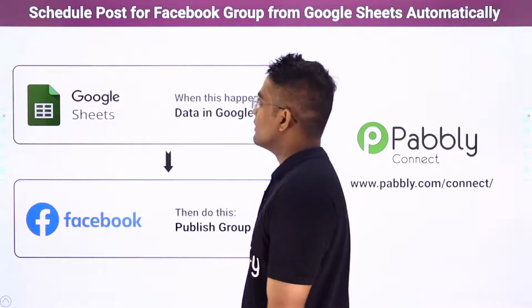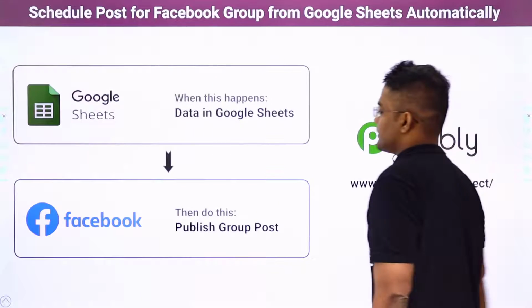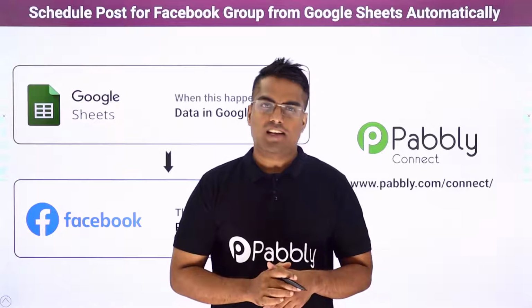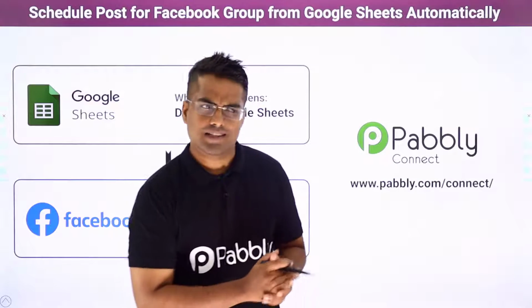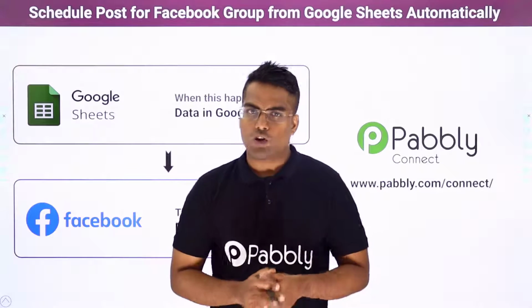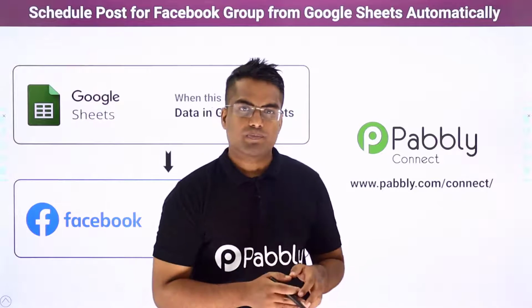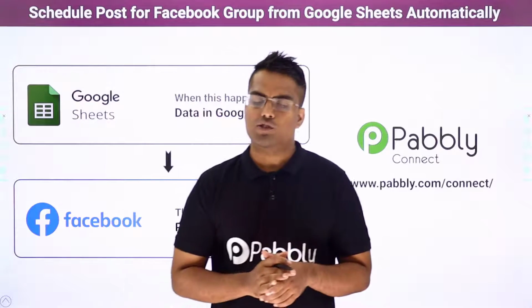So in this video we will learn how to schedule posts for Facebook group directly from Google Sheets. Imagine this, you have a Google Sheet and in this Google Sheet there are 3 columns. The first column is for the festival, let's say Christmas. The second column is for the greetings, Merry Christmas, let there be peace. The third column is of course for the date, that is 25th of December 2021.